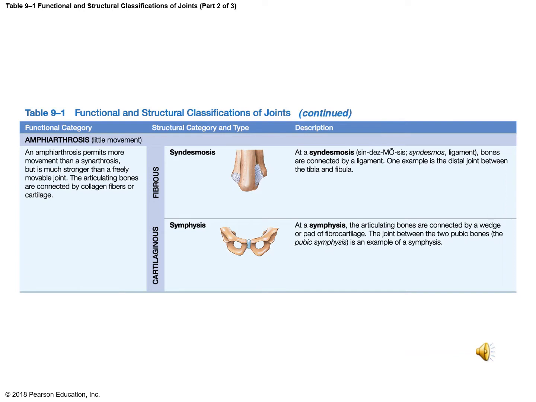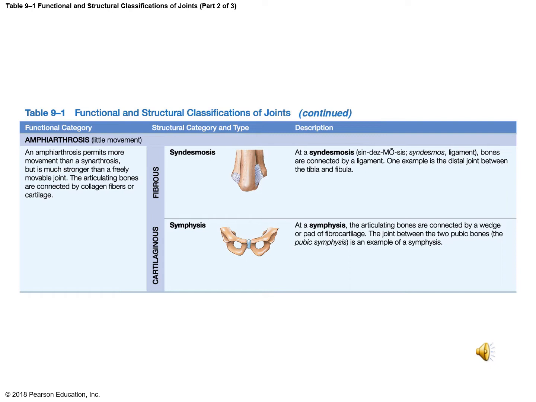The second functional classification is the amphiarthrosis. These are slightly movable joints where there's a little bit of flexibility between the two bones, but not a huge amount, and there are two different types under this heading. There is the syndesmosis, where the bones are connected by a ligament. This ligament is obviously fibrous connective tissue. An example of this is the distal articulation of the tibia and fibula down near the ankle.